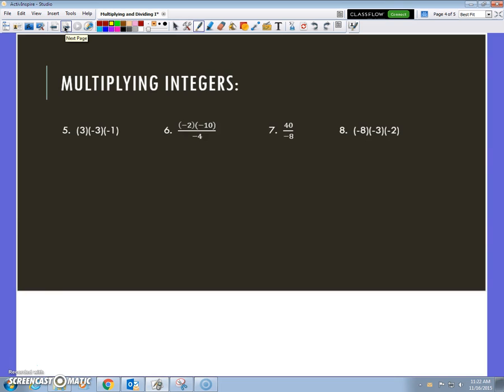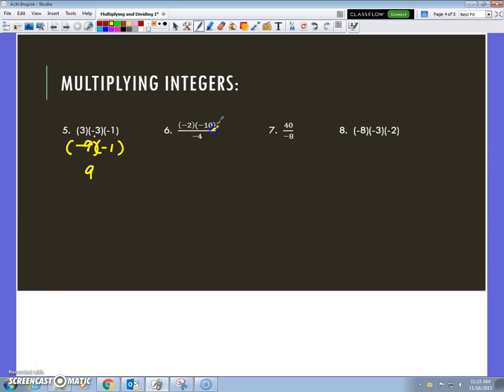Now we've got multiple step problems here. I'm going to do this right in order from left to right, just as order of operations dictates. 3 times negative 3 is negative 9, times negative 1. Positive times a negative is still negative. Now I have two negatives multiplied together. That will give me a positive outcome. 9 times 1 is 9.